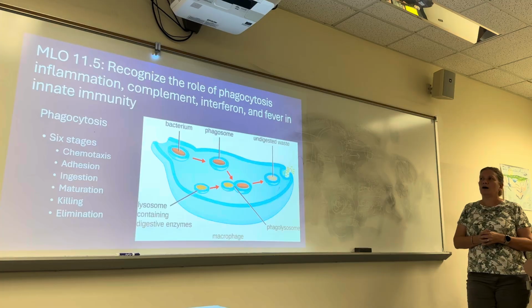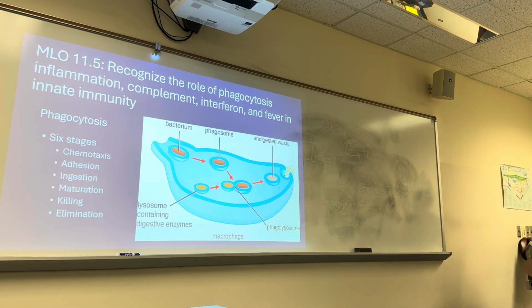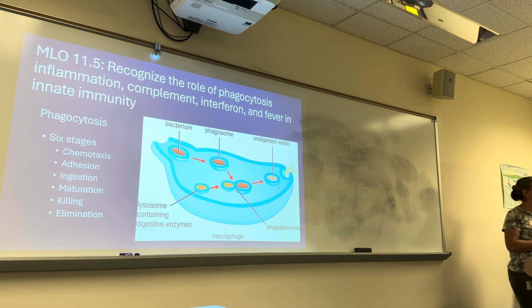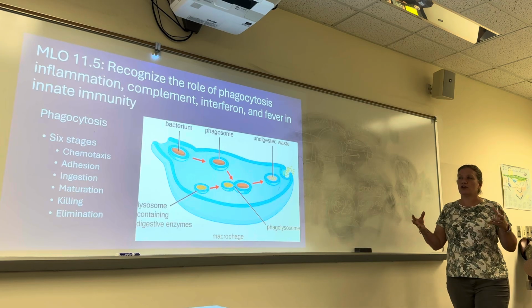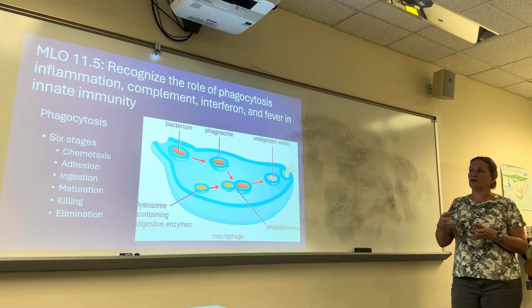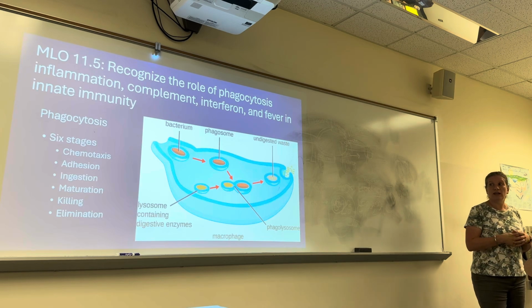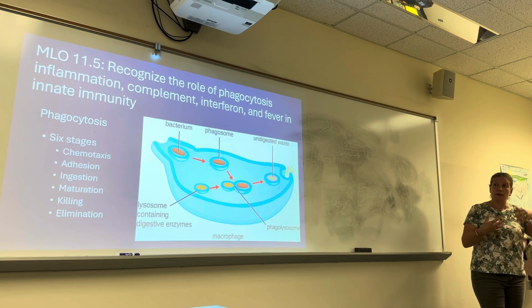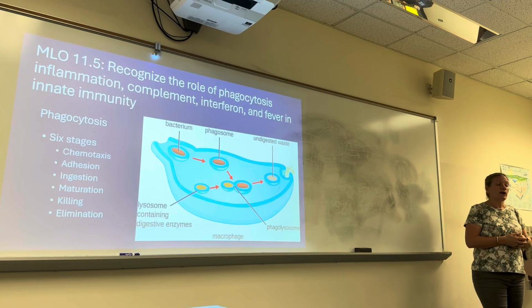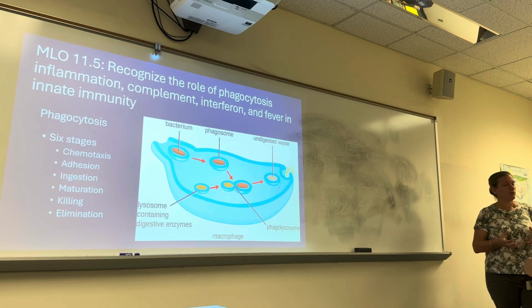Okay, and so that's that maturation process and killing process. So ingestion is taking it in. Now we've got maturation, which is when the lysosome interacts with the phagosome to become the phagolysosome, and then we have killing that occurs as the bacterial cell or pathogen is broken down. The last step is to eliminate the debris, okay?